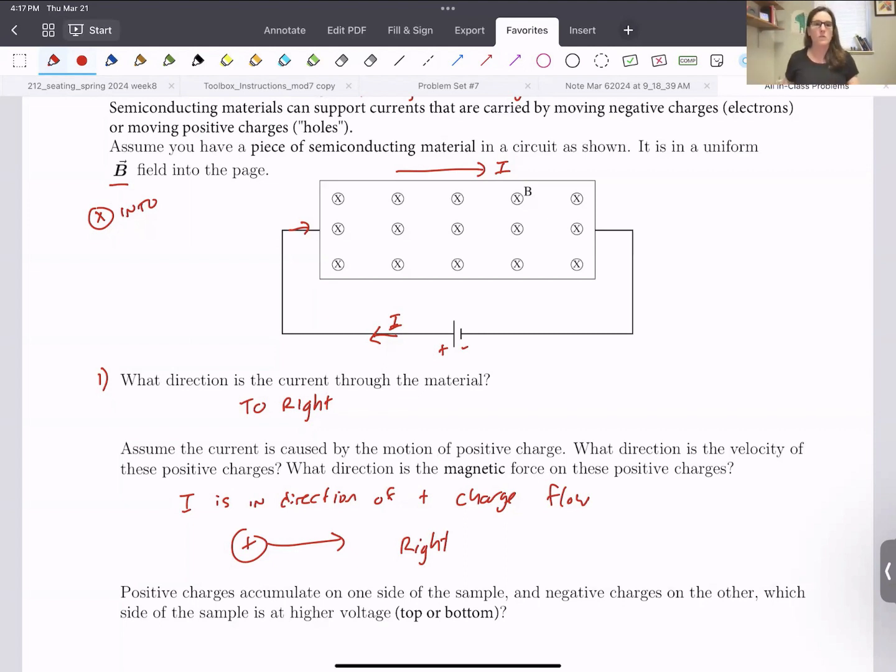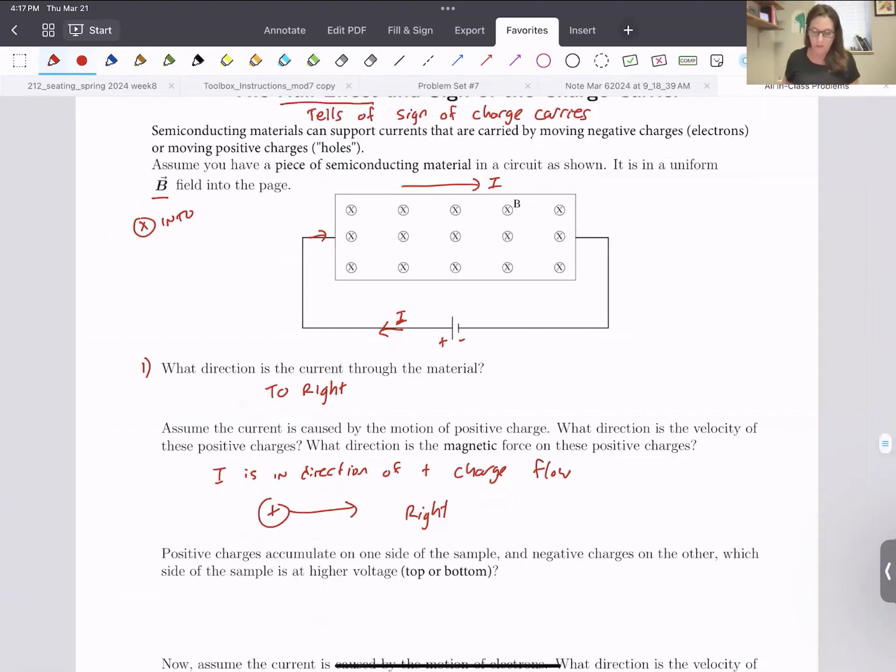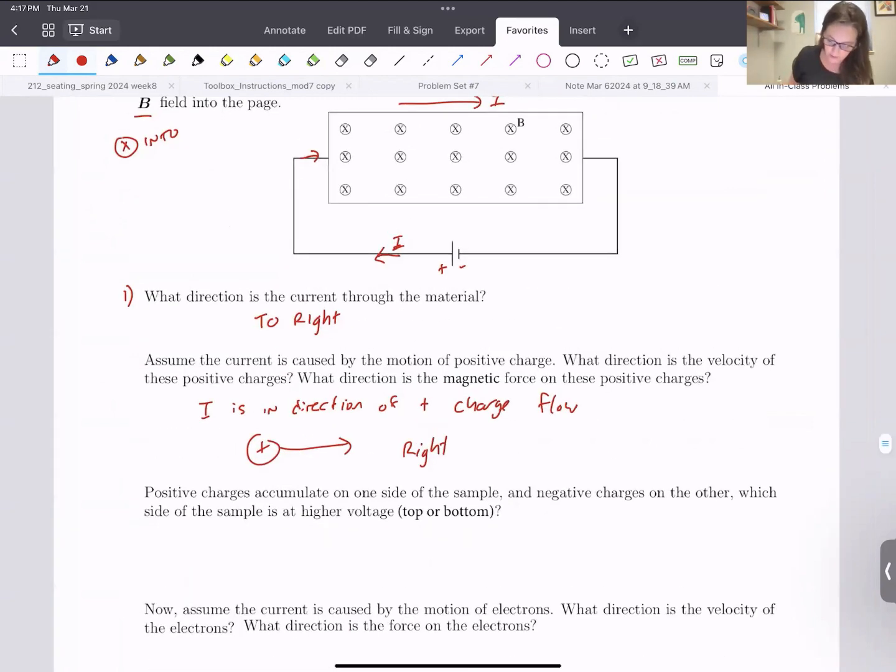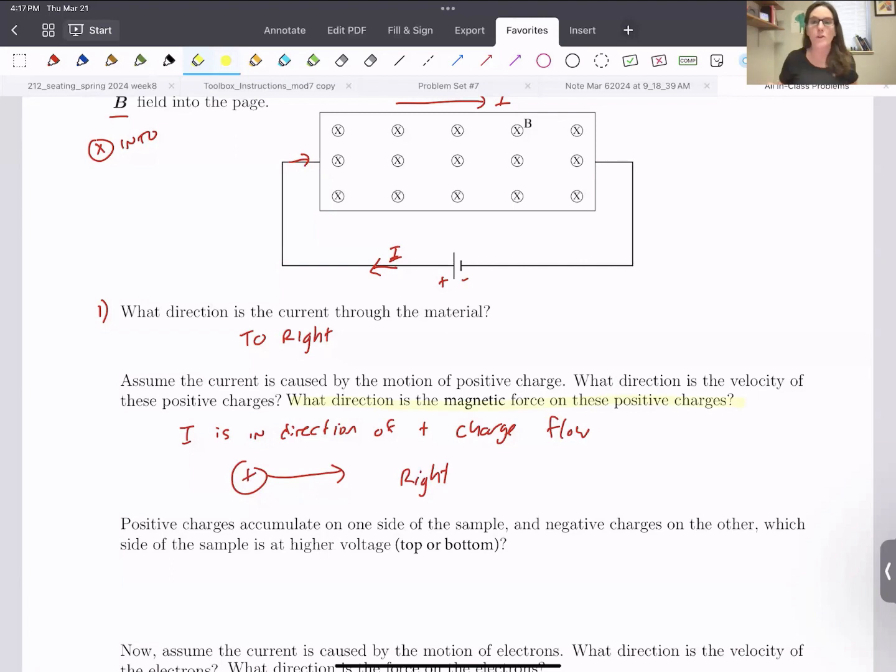In this case now, right, we can start applying our F equals QV cross B. So we can go ahead and say positive charges accumulate on one side of the sample and negative charges on the other. Which side of the sample is at a higher or lower voltage? So let's back up because I forgot to answer the main question, which is what's the direction of the magnetic force on these positive charges? So remember that we have that F equals QV cross B. That's our magnetic force, and that's what we're looking for. So our velocity is to the right. Our magnetic field is into the page.